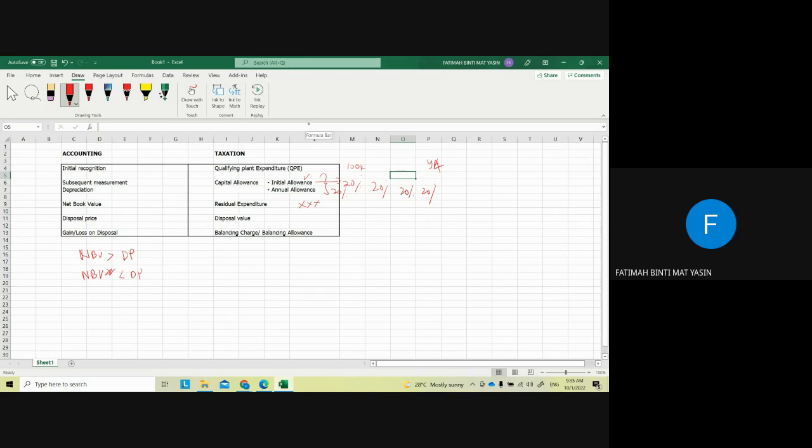Sometimes this is also known as tax written down value. In our discussion, we use residual expenditure. So in the exam, if you suddenly see the term tax written down value, it is also referring to the residual expenditure, so don't get confused. Then, just like the accounting perspective, we have disposal value. This happens when the company wants to sell the asset to a third party. The calculation of disposal value is sometimes a bit different, especially when there is a restriction. Later we are going to discuss it in detail.